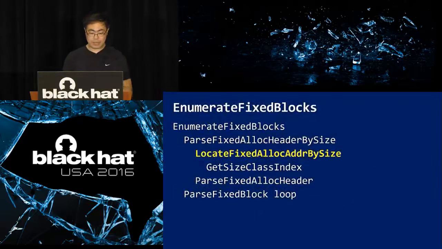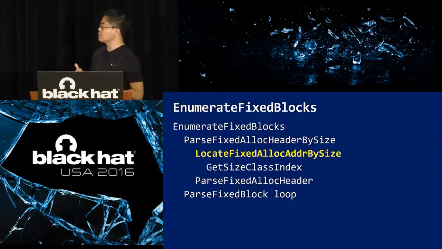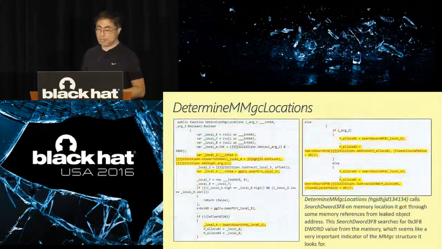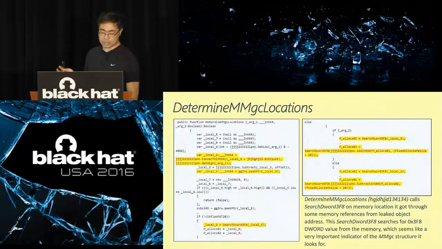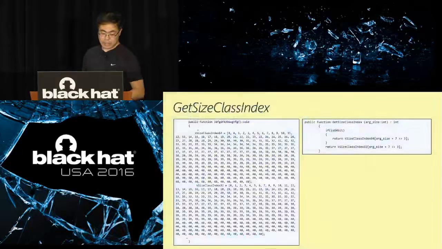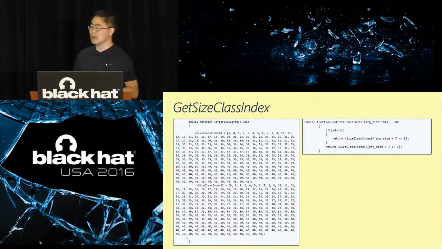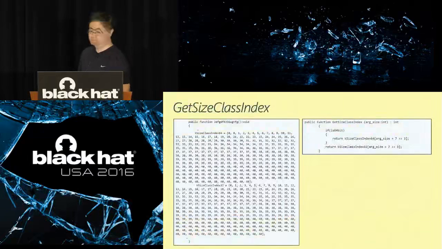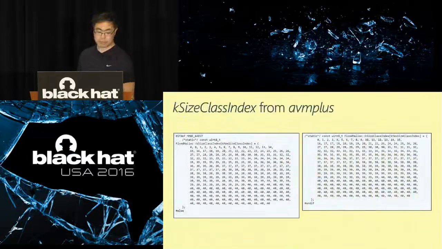Parse fixed alloc header by size will call locate fixed alloc header by size. The code looks like this, but you don't need to try to understand it here. Some predefined constant values are determined here. And here is a very interesting part: get size class index is a kind of offset table used inside the exploit. This table and this table are actually the same, and this table appears inside the ABM Plus source code.